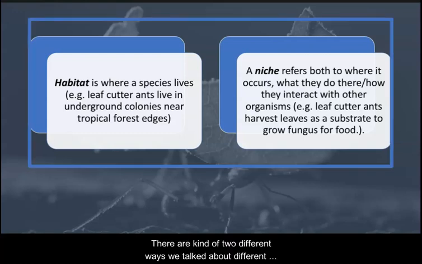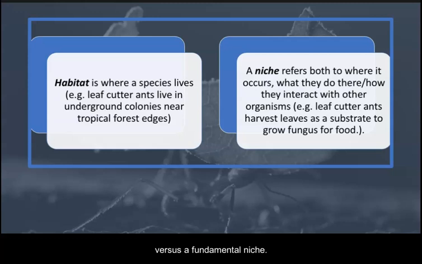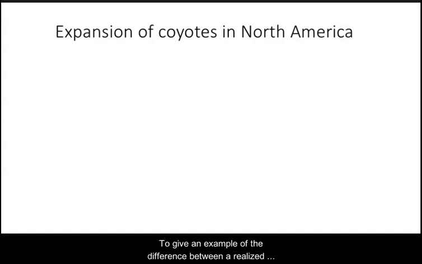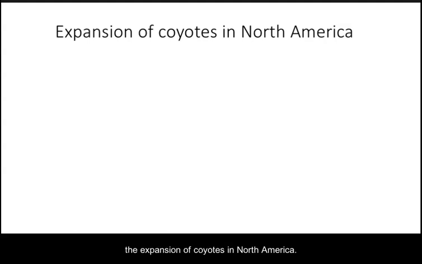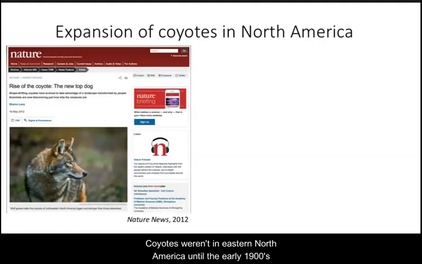And there are kind of two different ways we talk about different niches. There is a realized niche versus a fundamental niche. So to give an example of the difference between a realized niche and a fundamental niche, I'm going to talk about the expansion of coyotes in North America. So coyotes weren't in eastern North America until the early 1900s.